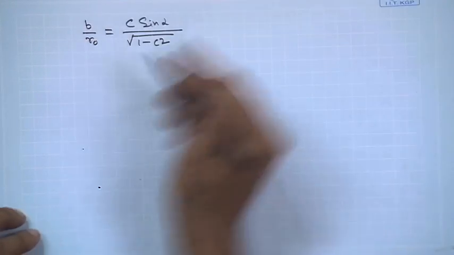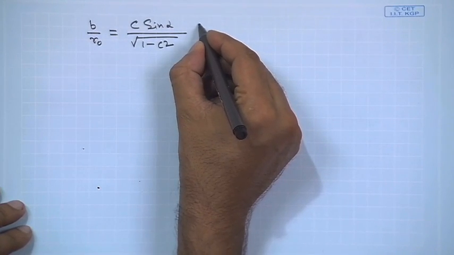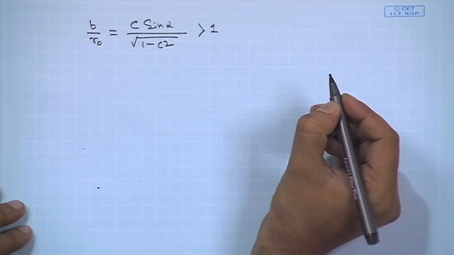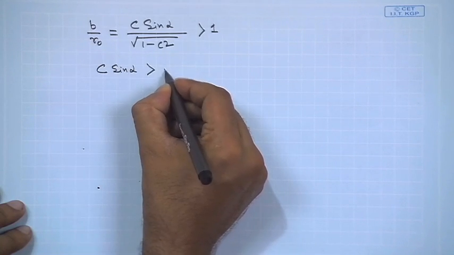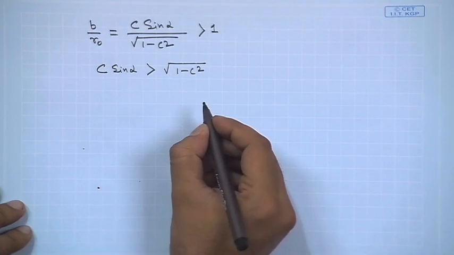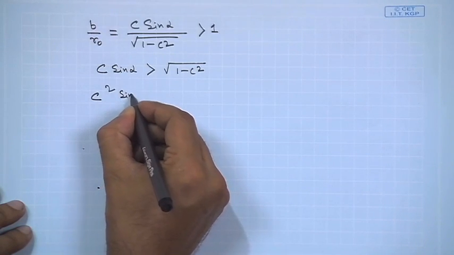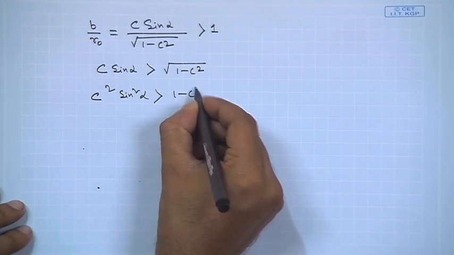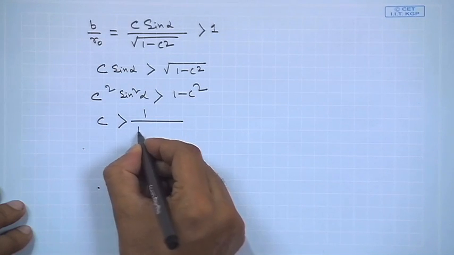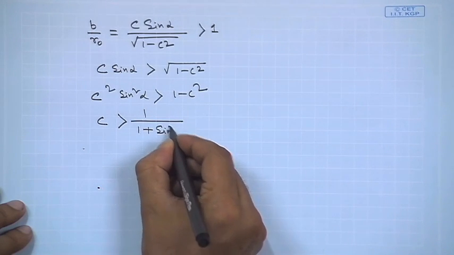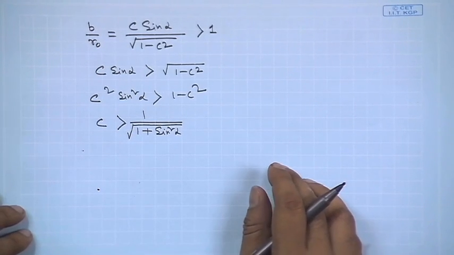So, for a satellite, as I have discussed already, this ratio has to be greater than 1. So, we have C sin alpha greater than root over 1 minus c square, which essentially gives C square sin square alpha greater than 1 minus c square. Simplifying, we get an expression C greater than 1 by root over 1 plus sin square alpha. Fine.